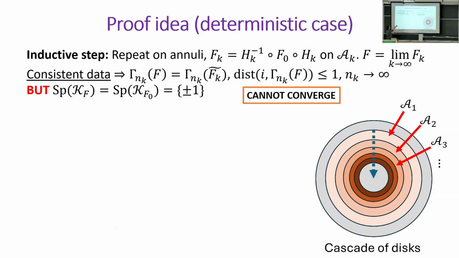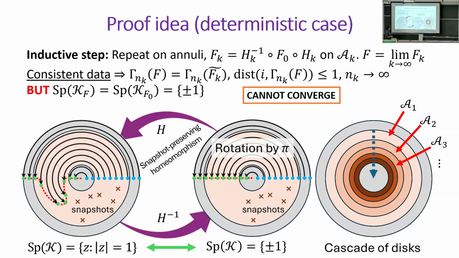Consistent data means that the outputs are the same. In particular, we always get this relationship here: for a sequence going to infinity, the output is close to i, but the spectrum of this is the same as the spectrum of the Koopman operator associated with f0, which is plus or minus 1. Therefore, we cannot converge. So here's the idea: you keep on doing these snapshot-preserving homeomorphisms, and you contract. So there's a bit of geometry going on as well.